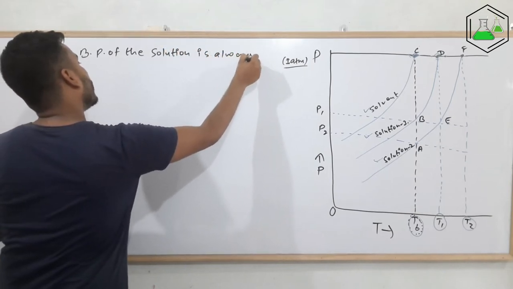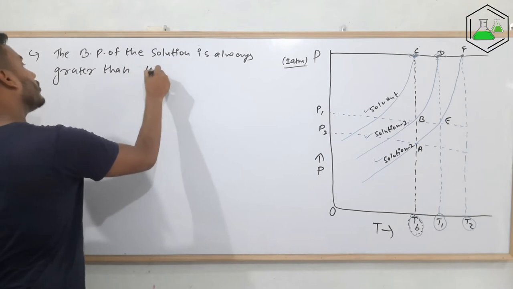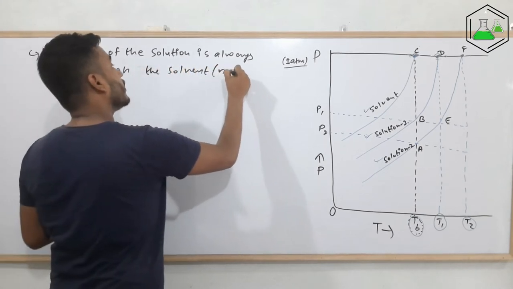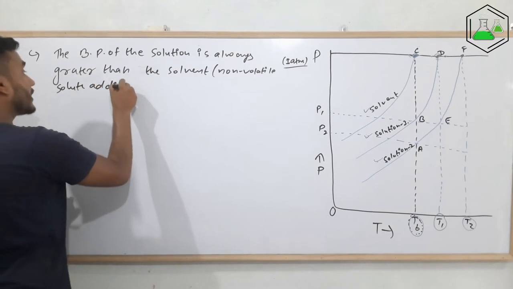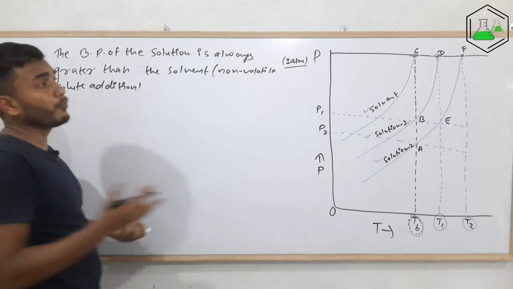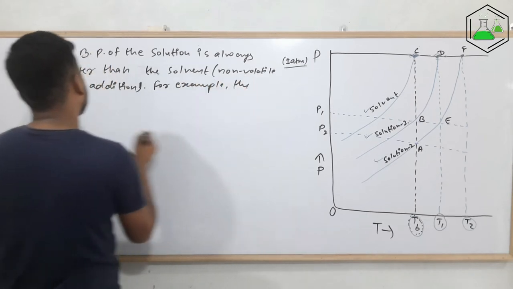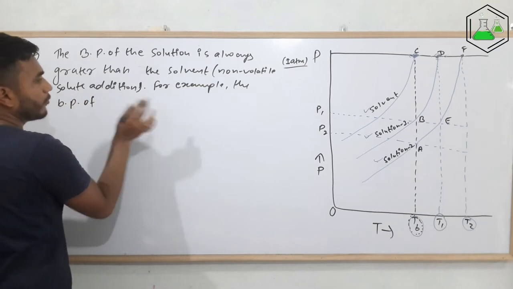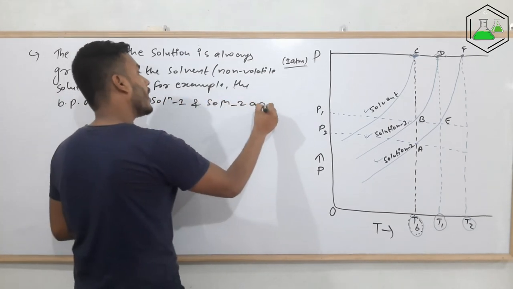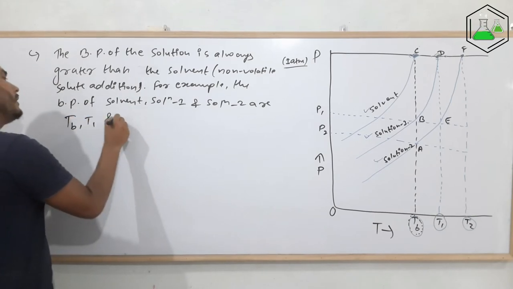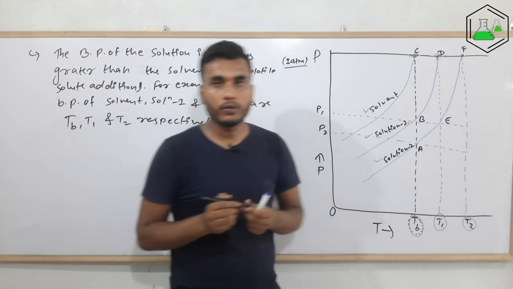The boiling point of the solution is always greater than the solvent. This is only in the case of non-volatile solute addition. Okay, if volatile solute is added, then it will heat faster, it will boil faster. For example, the boiling points of solvent, solution 1 and solution 2 are TB, T1 and T2 respectively. So these are the boiling points of solvent, solution 1 and solution 2.